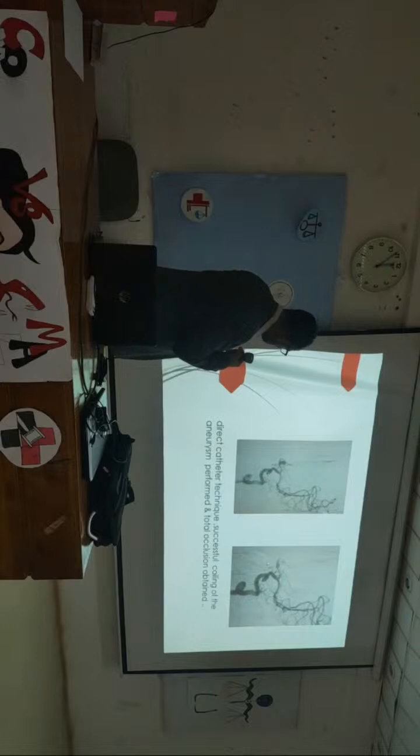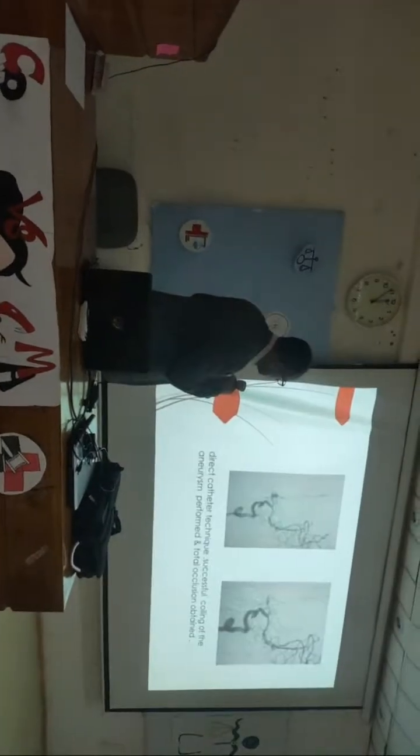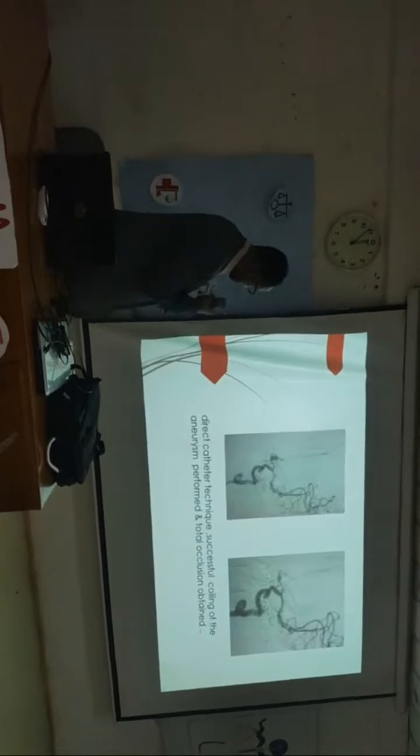And here, this is the same. This is the angiogram. It shows us the anterior communicating artery, and this is after coiling and securing the aneurysm.